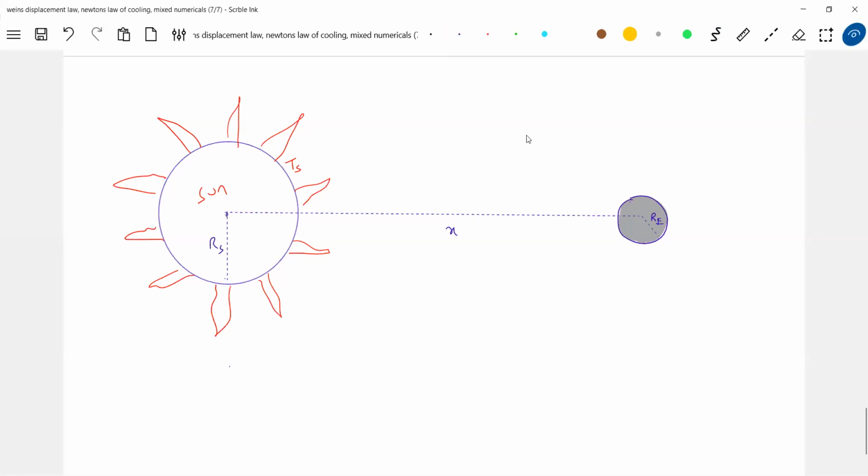Then is all the radiation emitted by sun incident on earth? No, only a fraction. Only a fraction of that will be incident. You can see clearly in this particular thing. Only the part of, I'm just shading it. So only this part, what happens? The sun will radiate in all directions. Only a fraction of that will be incident on the earth.